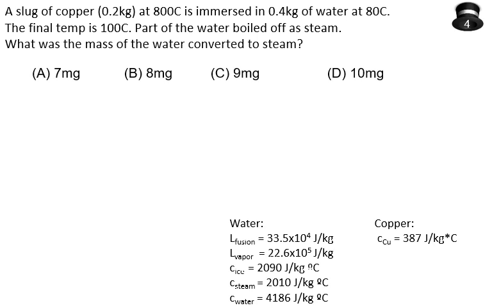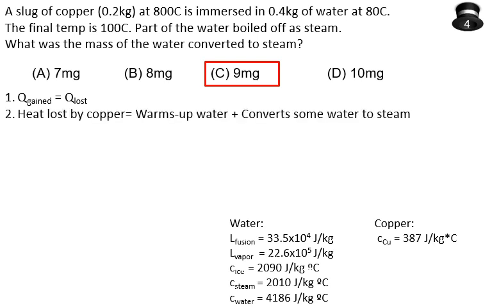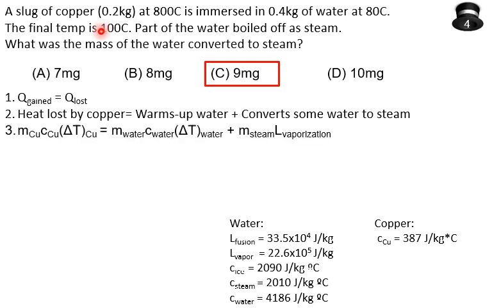So again, I'm going to assume that you have paused and you have come back. And you see that in this case, it's 9 milligrams of water. So again, these problems all start out the same. The energy lost by the hot object is equal to the energy gained by the cool object. So the heat lost by the copper is going to warm up the water, and it's going to convert some of that water to steam. And we're told here that the water itself stays at that 100 C, so you don't have an extra term for heating up the water.